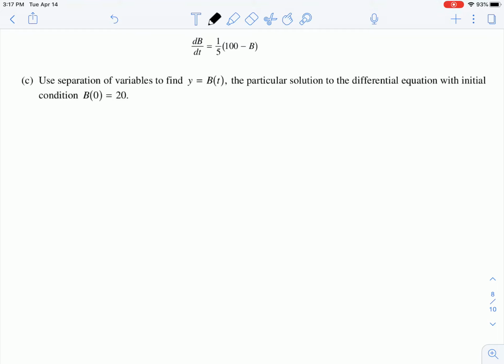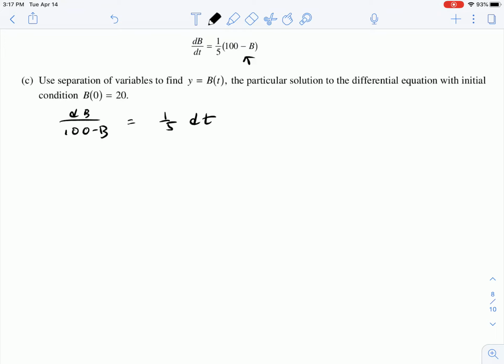So the first thing we're going to want to do anytime we solve a differential equation is to actually separate the variables. This is a separable equation. So we're going to move all the B terms to one side and the t terms and any other constants or coefficients to the other. So from here, we can just go ahead and write this as dB over 100 minus B. And over here on this side, we've got 1/5 dt.